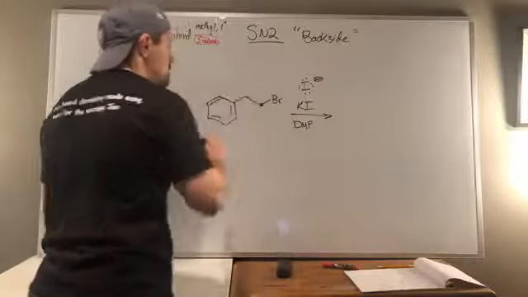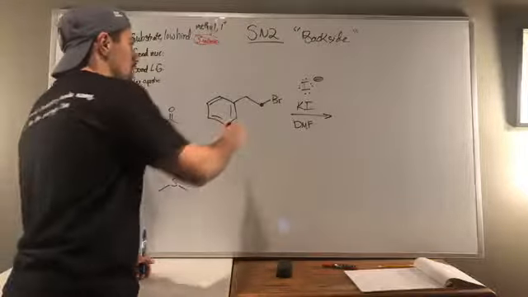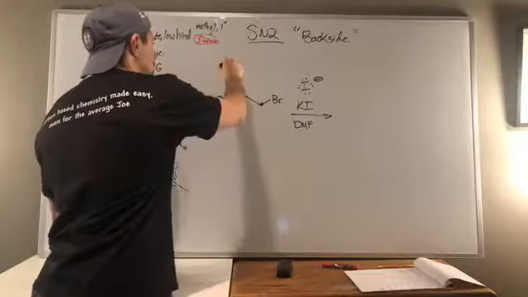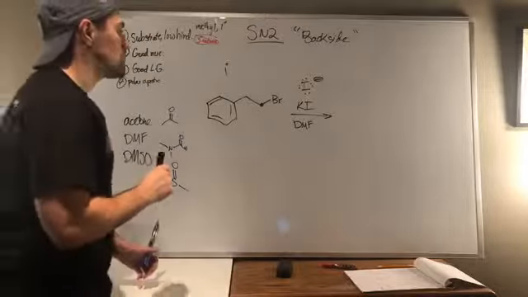Our leaving group here is Br-. We love that too. That's a good, weak, stable base. Primary carbon, we love that. Super accessible. The sterics are not going to cause an issue for the SN2 attack.